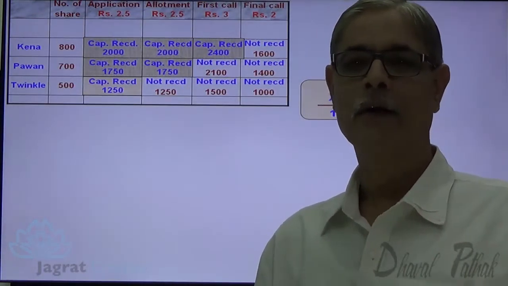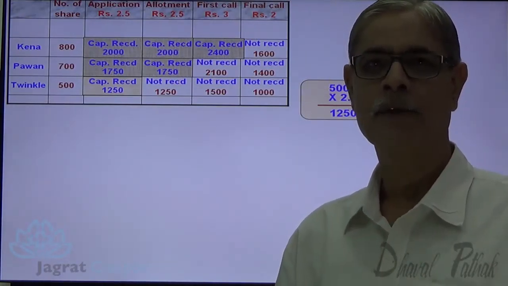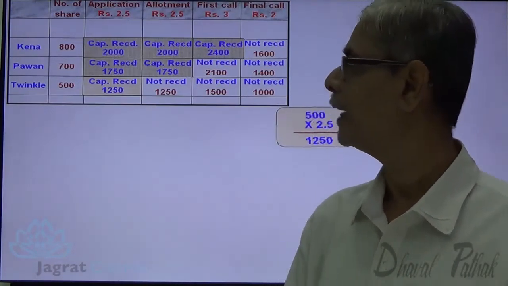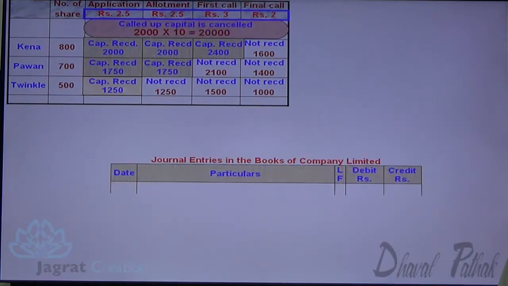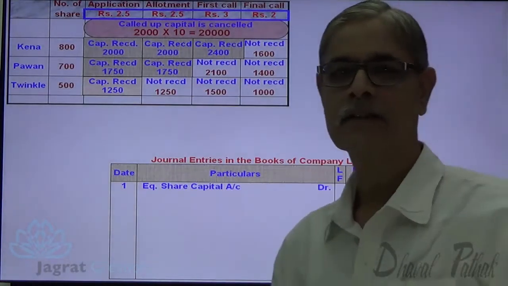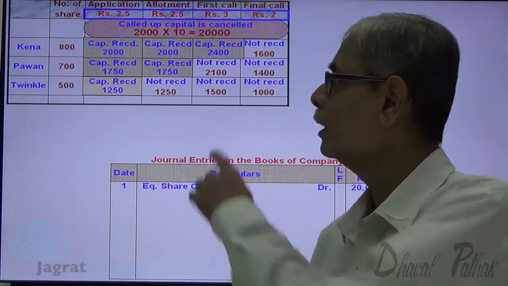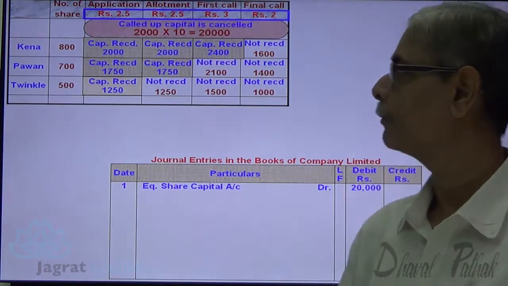Now when I want to write the forfeiture entry, called up capital gets cancelled. Share capital account is debited with them. How much is the called up capital on 2,000 shares at the rate of rupees 10 per share? So equity share capital account debit 20,000. Called up capital is cancelled. Share capital account debit. This is the capital received. That will be credited to share forfeiture account.